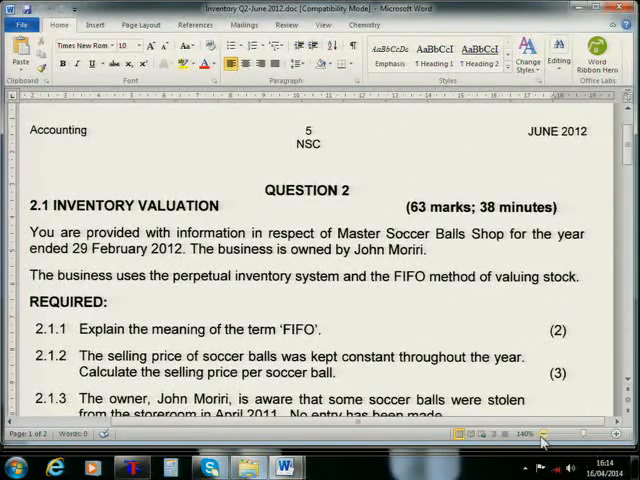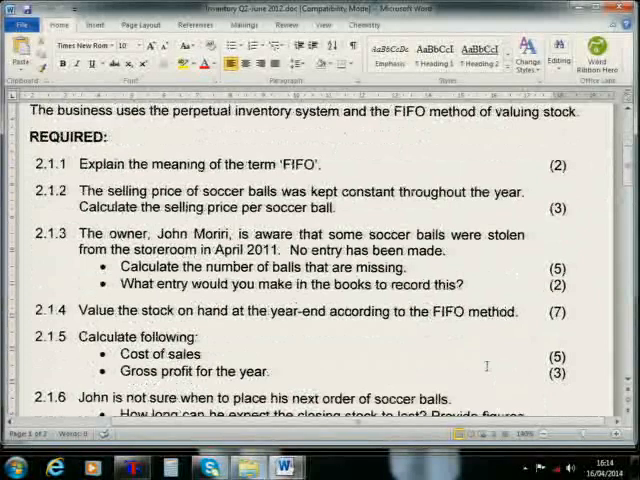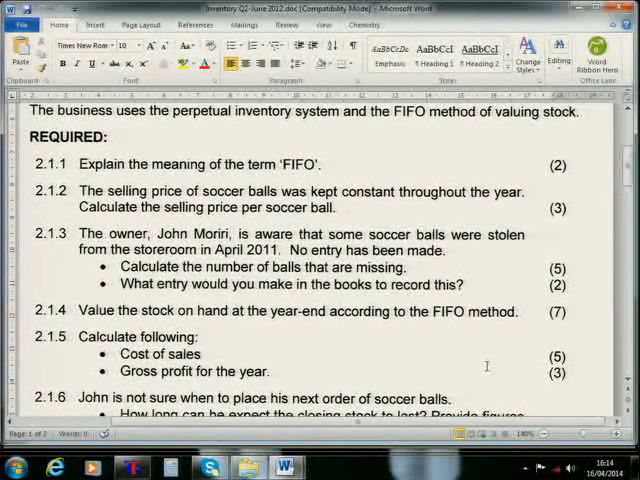The selling price of the soccer balls was kept constant throughout the year. Calculate the selling price per soccer ball. So that is the first thing that we are going to do. 2.1.2 is the selling price per soccer ball.